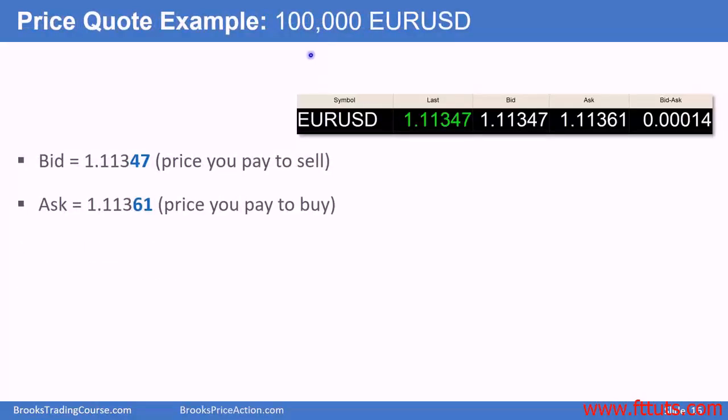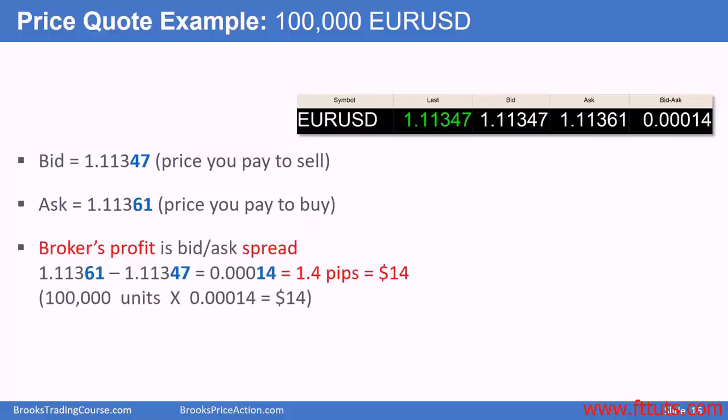Okay, example, 100,000 units of the euro versus the dollar. Here's the bid, here's the ask. The bid at 47 is the price you get if you want to sell, and the ask, the higher price, is the price you have to pay if you want to buy. The broker's profit is the bid-ask spread, 1.4 pips, or about $14. 100,000 units times 1.4 pips, $14.